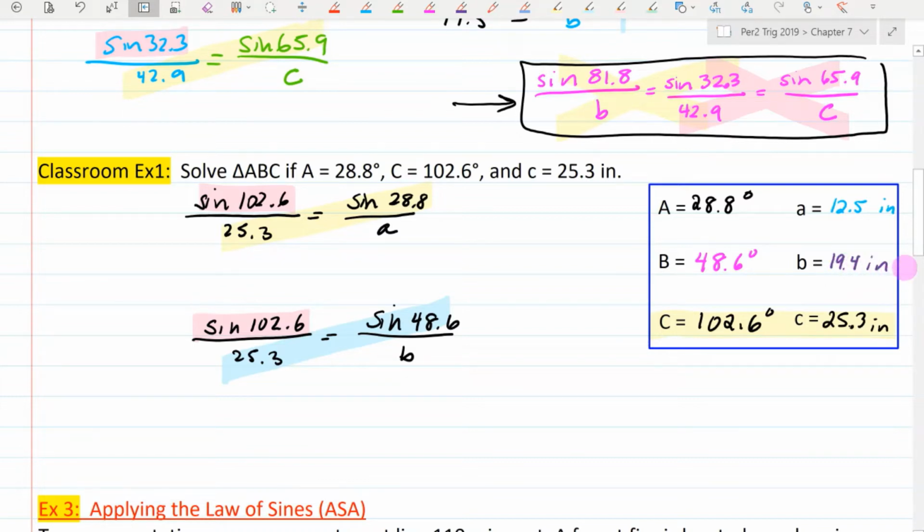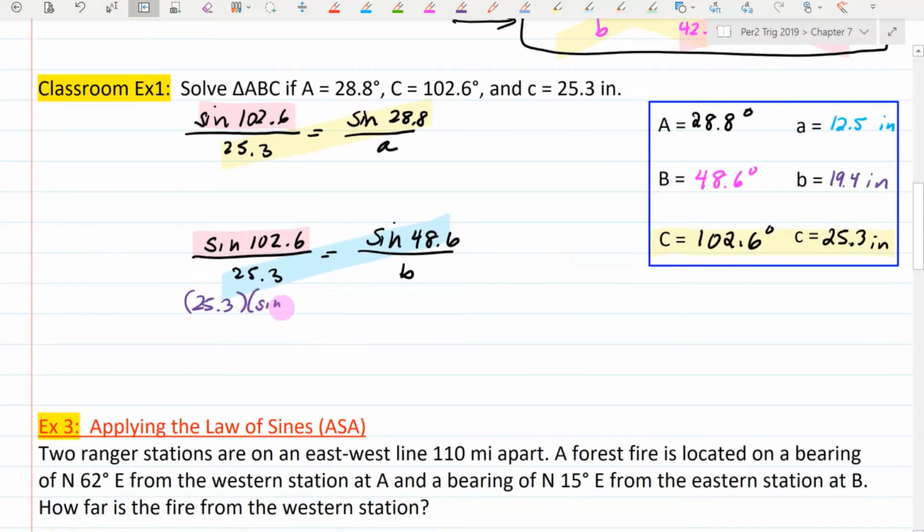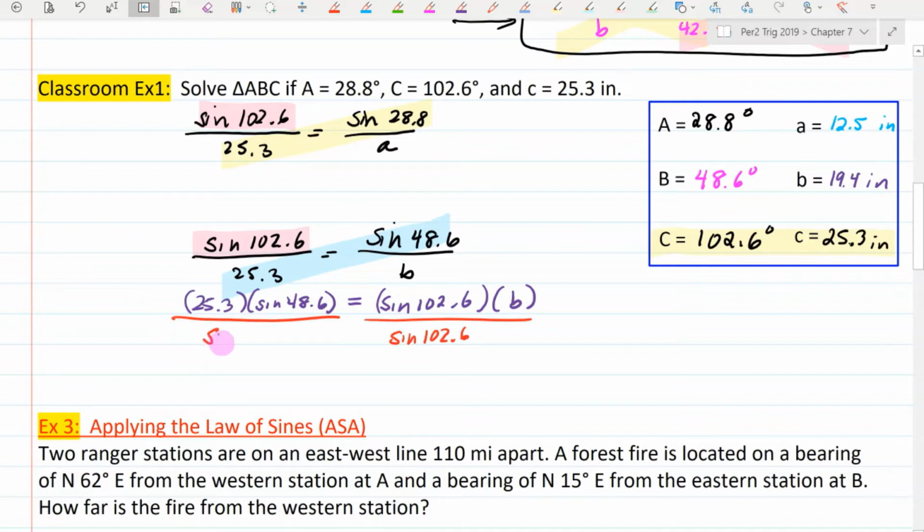If you need to do that the long way and multiply that out, if it makes more sense to you to do 25.3 times sine of 48.6 equals sine of 102.6 times B, and then divide both sides by sine of 102.6, then go ahead and do that if it helps you.